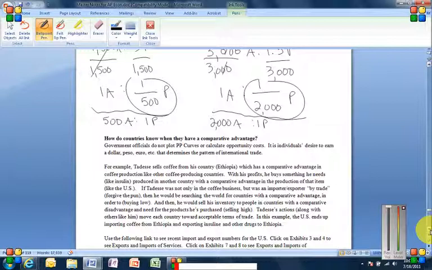In this example, the U.S. ends up importing coffee from Ethiopia, which is relatively cheap for them to produce, and exporting insulin and other drugs to Ethiopia, because for us it's relatively cheap compared to the cost it would take for Ethiopians to produce certain kinds of drugs on their own.